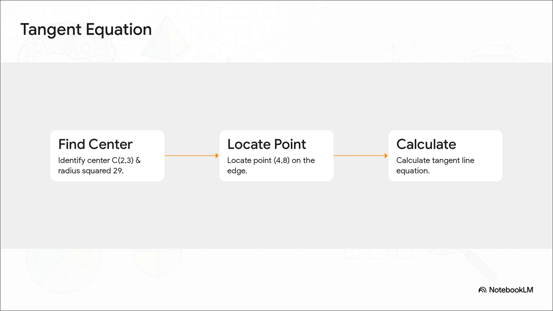Let's see how this builds into geometry. Finding the tangent line of a circle might sound intimidating, but honestly, it's just a step-by-step process. Step 1, we locate the center of the circle from its equation. Here, it's at C(2, 3), and we note the radius squared is 29. Step 2, we identify our target point touching the edge at (4, 8). Step 3, we calculate the slope between those points and find the perpendicular line to lock in our tangent equation. See, it's a perfectly logical sequence.